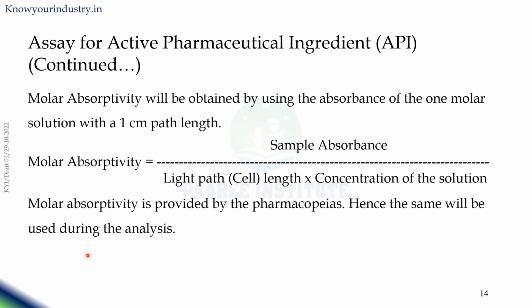When it comes to the spectrophotometric or colorimetric method, the absorbance and molar absorptivity will be used for the calculation. The molar absorptivity is obtained using the absorbance of a 1 molar solution with 1 centimeter path length. So the molar absorptivity is equal to sample absorbance divided by light path length into concentration of the solution. This molar absorptivity is generally obtained from the pharmacopoeias, which will be used directly for the analysis.